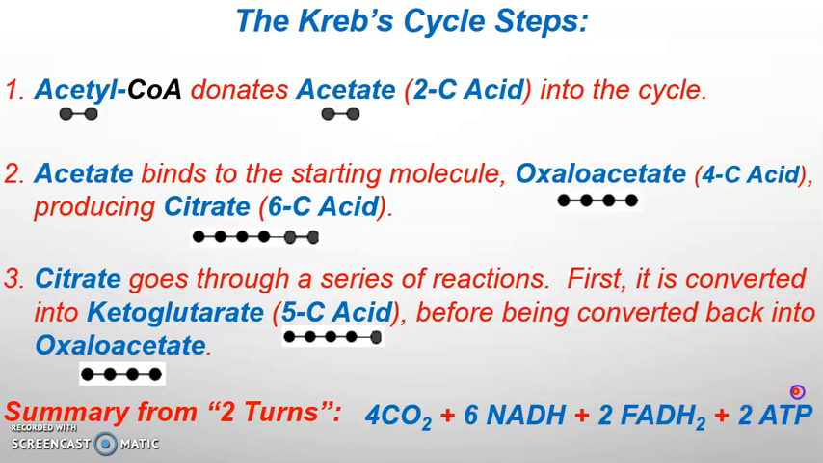And these ATPs would have been made, similar to what we saw in glycolysis, through a process called substrate level phosphorylation, where an enzyme just makes 1 little ATP at a time. Very slow, very inefficient.